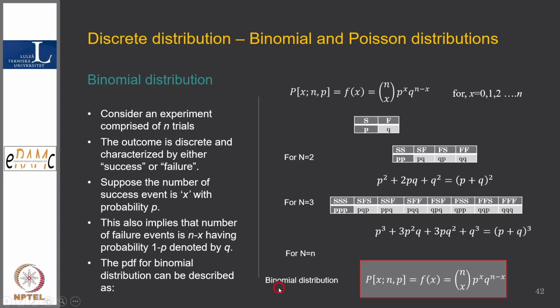That is how we see the binomial distribution. So F(x) is equal to nCx p^x q^(n-x). This is the binomial distribution that we get in the final form.